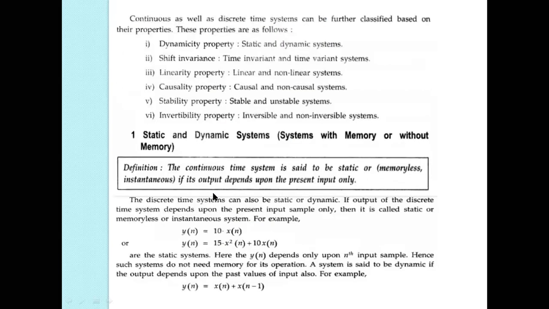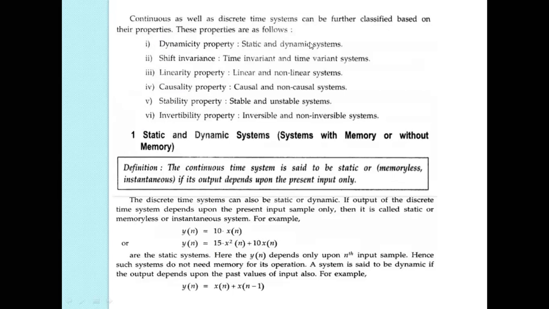Okay. And the continuous and discrete time systems are further classified on their properties. We have six properties here: dynamicity property, shift invariance property, linearity property, causality property, stability property, and invertibility property.